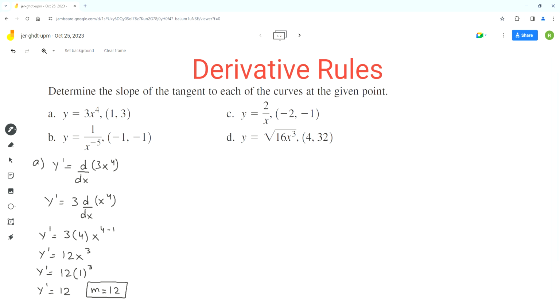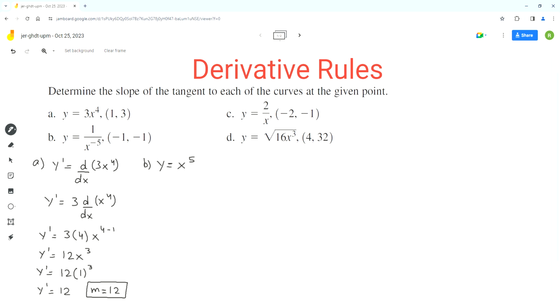So now we can analyze part B. So we are given the equation of the curve as y equals 1 over x to the power negative 5. Now in this expression, the exponent of the x is a negative number, negative 5, and x is in the denominator. So the first step is to simplify the expression by moving the x term to the numerator and making the exponent positive.